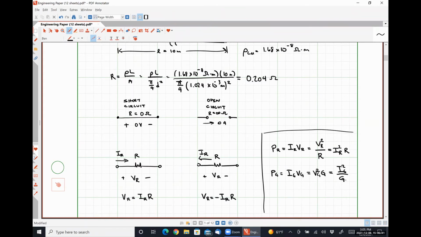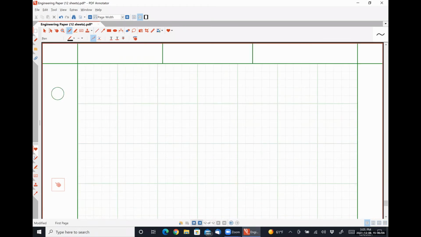So before we move to our next topic, does anybody have any other questions regarding resistance and conductance? All righty. Oops, that's far too many pages. So the next thing that I would like to talk about is Kirchhoff's voltage law.